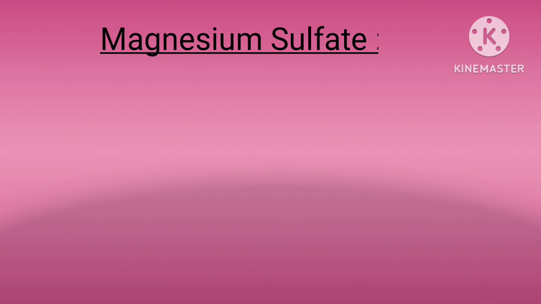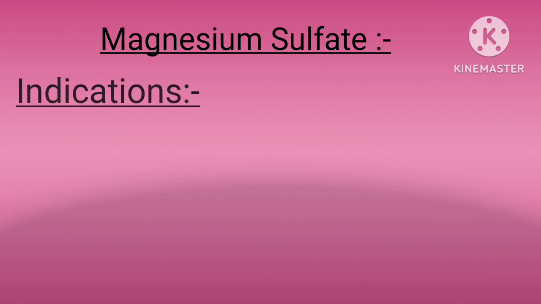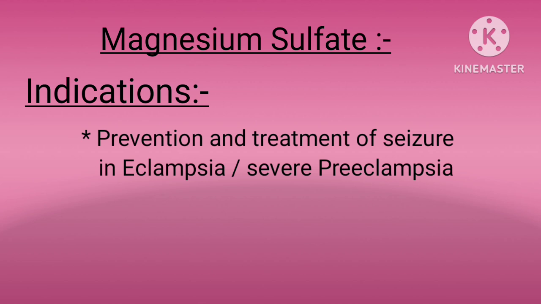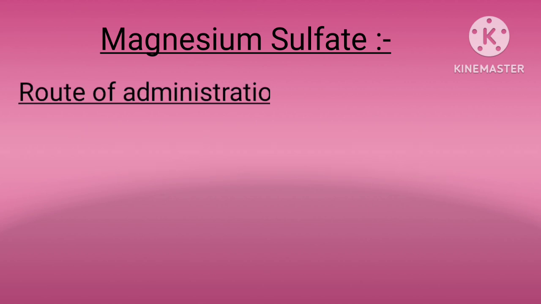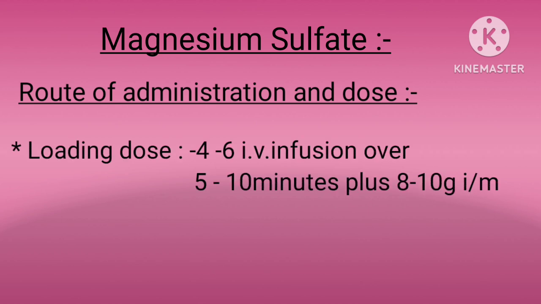Next is magnesium sulfate, which is a very important drug in the prevention of eclampsia and preeclampsia and also in the prevention of preterm labor. So indications, these are only prevention and treatment of seizure in preeclampsia and severe preeclampsia. Route of administration and dose, these include loading dose, that is 4 to 6 gram IV infusion over 5 to 10 minutes plus 8 to 10 gram IM.